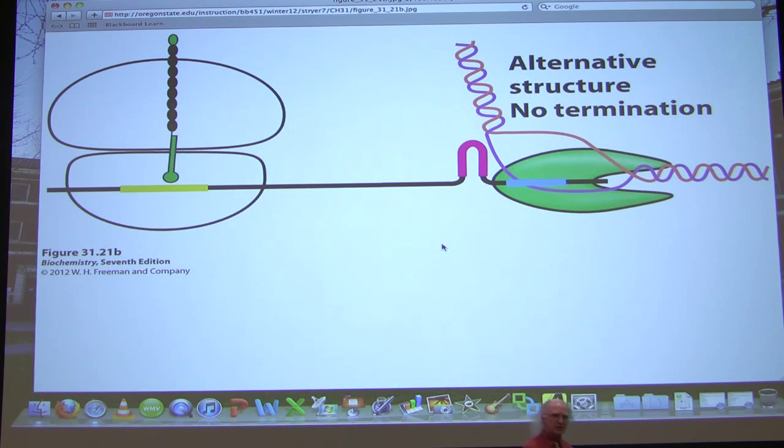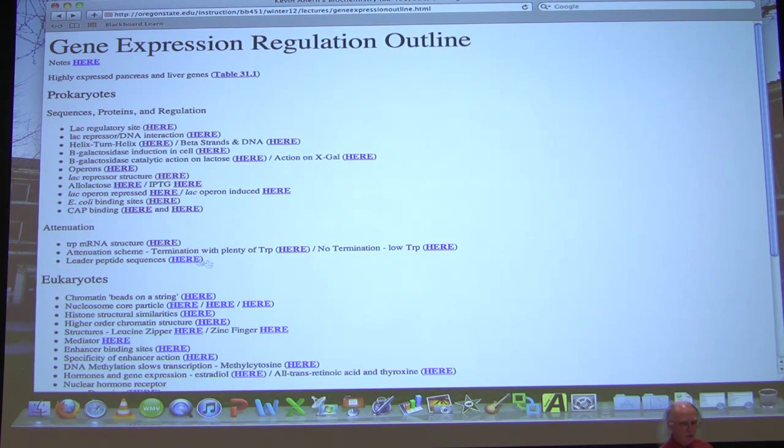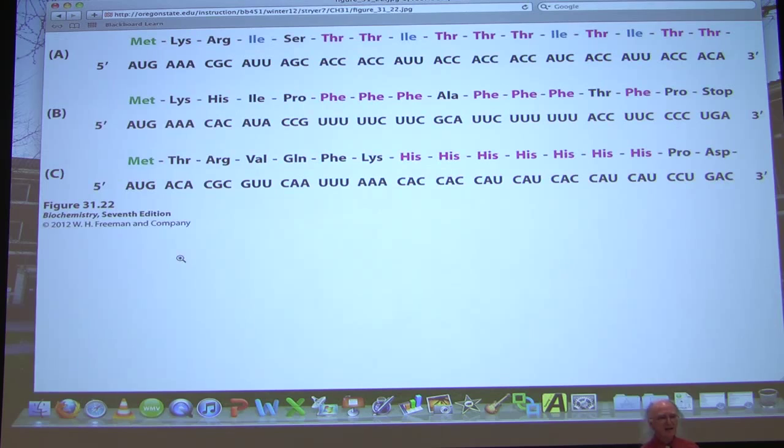Now, it's not just an oddball system. It turns out that several amino acid operons in E. coli are regulated in exactly the same way. This shows the operon region for several. You could probably look at this and tell me which operon is involved in A. I hope. Especially since it's in red up there. Look at the threonines. Why do we have all these? Why does the cell have all those threonines there?